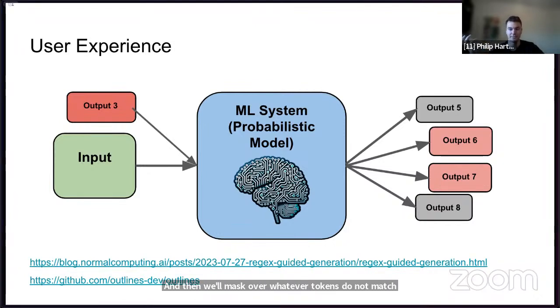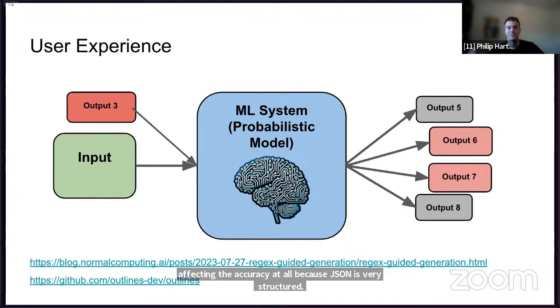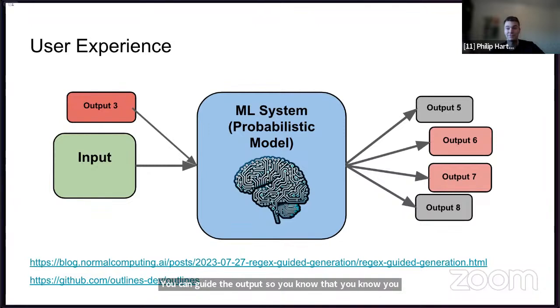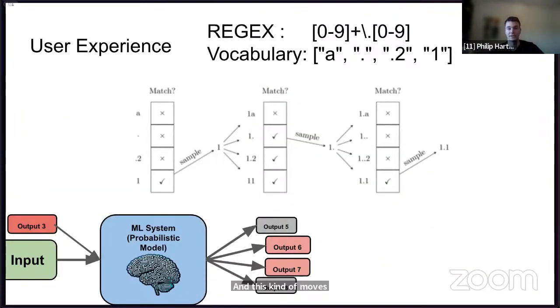So for example, outputting JSON is a really easy case where you're not going to be affecting the accuracy at all, because JSON is very structured. You can guide the output so you know that you always get an ending curly brace when you have a beginning curly brace. So you're not actually sacrificing accuracy, you're just guiding it in what the outputs should be. And this moves on to the next part that Chip talked about, where we talk about trade-offs. So, next slide.